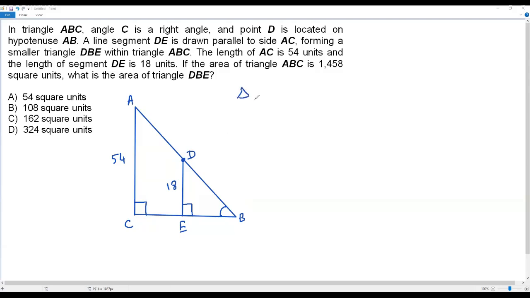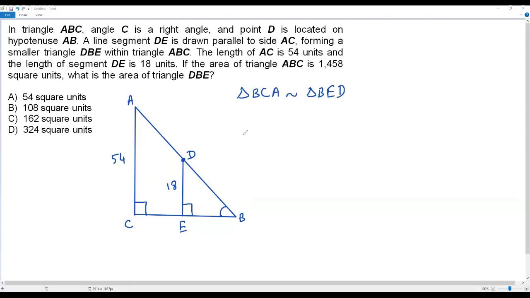Now let me write the vertices in order. So B is a common vertex for both the triangles. Here I'm going to write the vertices of the bigger triangle, and here the vertices of the smaller triangle. Now I'm going to consider the vertex where we have a right angle in the bigger triangle, that is C, and in the smaller triangle we have the right angle at E. So here B, B. The third vertex in the bigger triangle is A, and the third vertex in the smaller triangle is D. So these two triangles are similar.